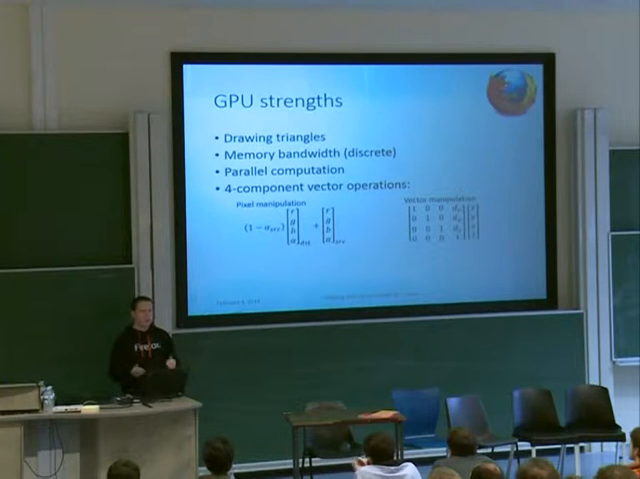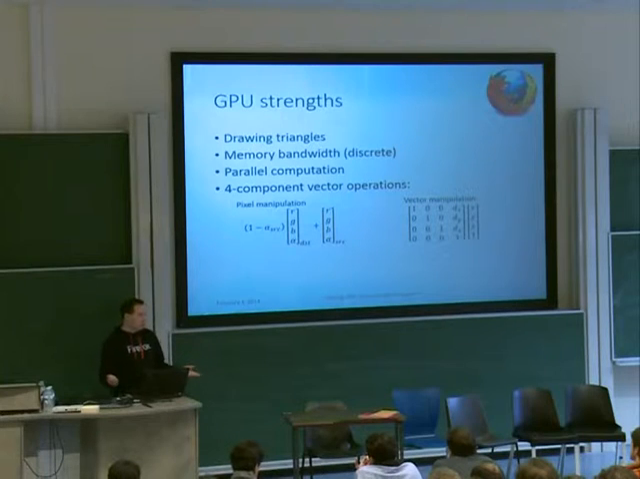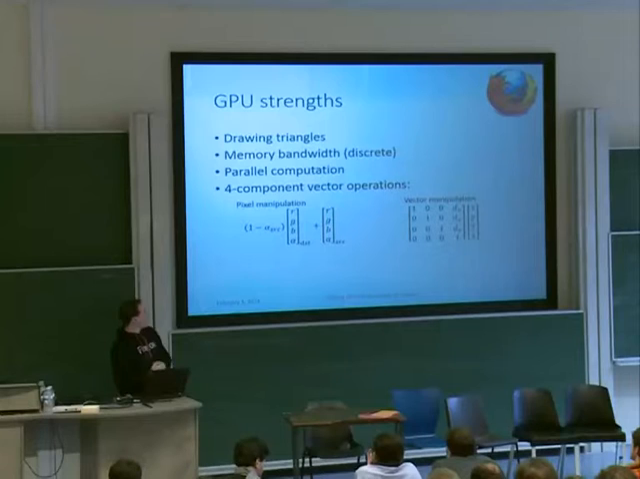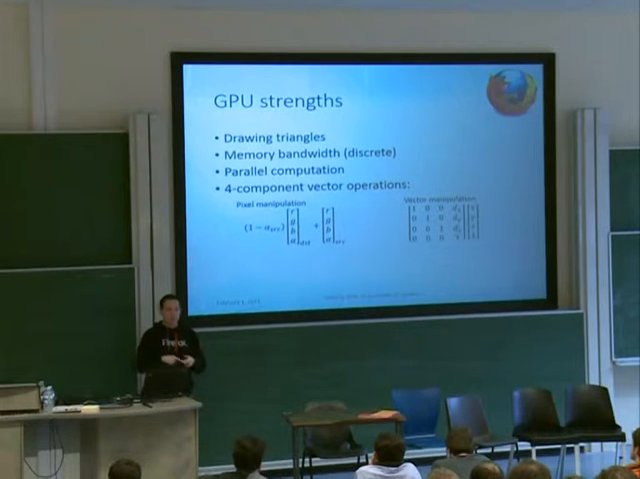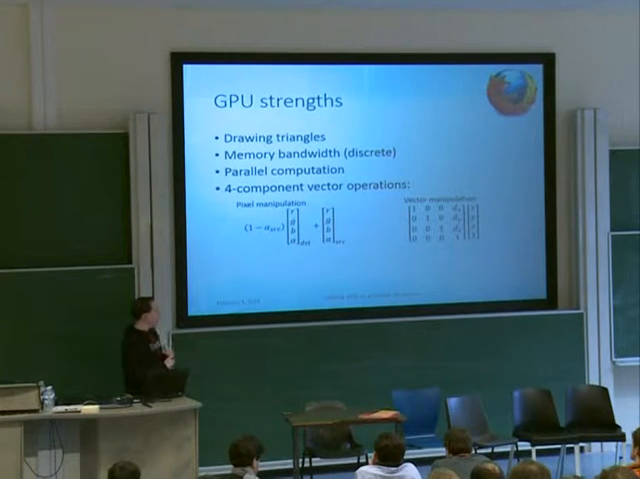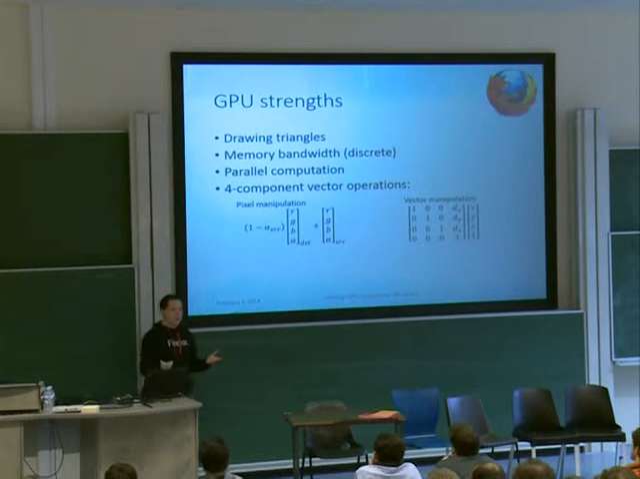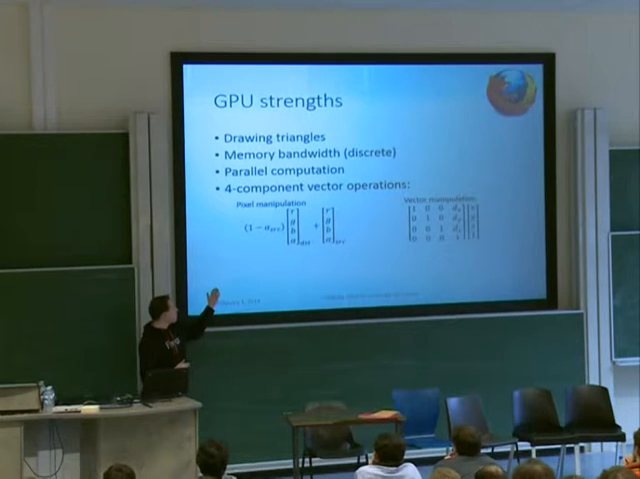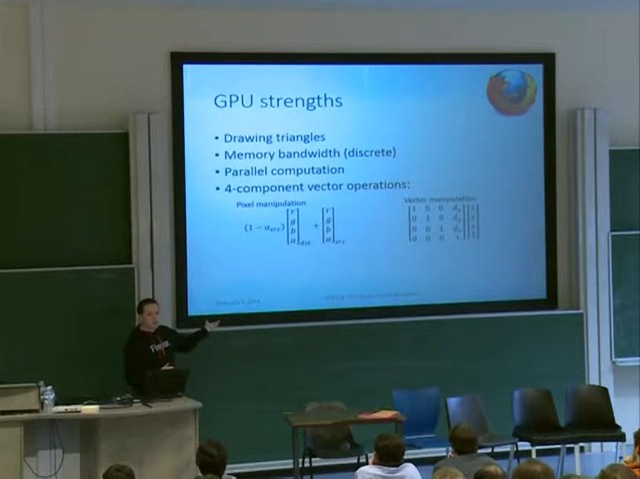Now, why would they be very good at four-component vector operations? Well, it turns out everything they work with is four-component vectors. That is pretty obvious when we're talking pixel manipulation. If you think of the red channel, the green channel, the blue channel, and the alpha channel, which is the transparency, you can see how I've noted down a simple blending formula for using the Porter-Duff operator over for blending a source pixel onto a destination. That's all four-component vector math, right?